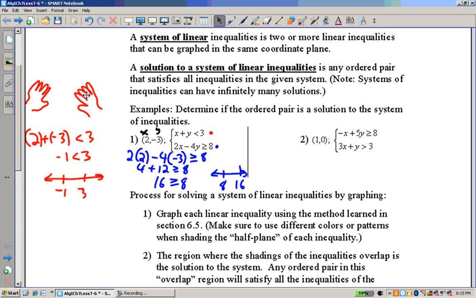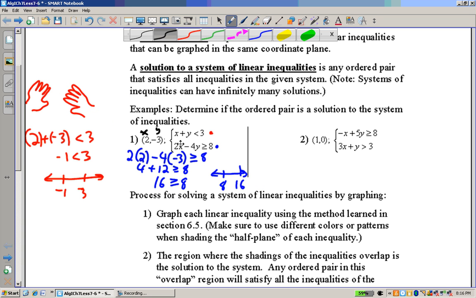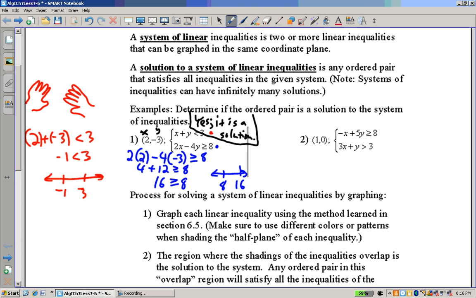Now, if you're using the hand thing again, the right hand matches the curvature here. Is 16 to the right of 8? Well, yes, 16 is to the right of 8, or on top of, or equal to. So this is true as well. So since both of these are true, we're going to say, determine if the ordered pair is a solution. Yes, it is a solution. So that works.